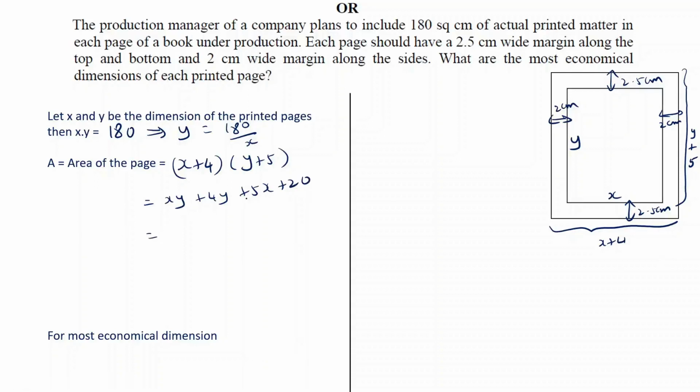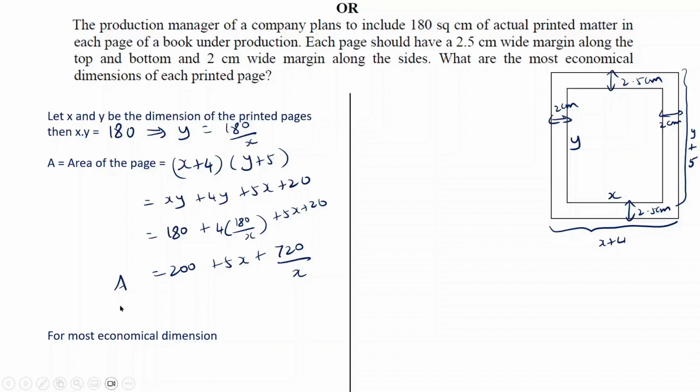xy we already know is 180, plus 4 into y, where y is 180 by x, so 4 into 180 by x, plus 5x plus 20. So this is equal to 200 plus 5x plus 4 into 180, which is 720 divided by x. So this is the area of the page. We have to find the most economical dimension of each printed page.